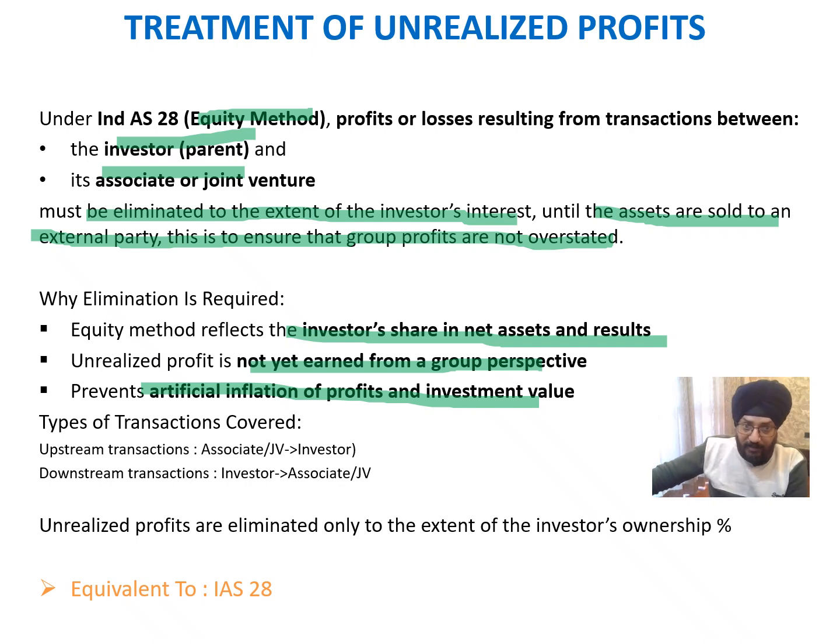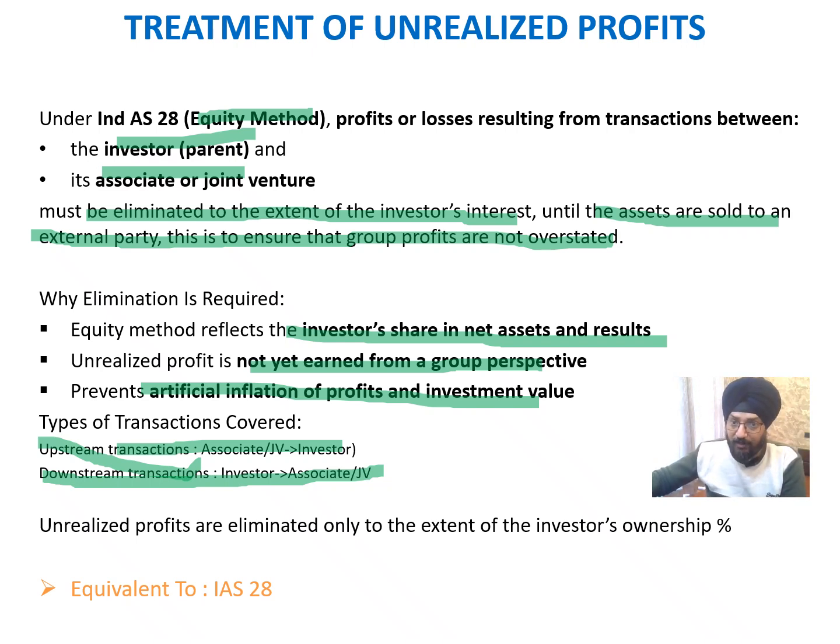So the type of transaction is upstream, between the associate or joint venture and the investor, or downstream, from the investor to the associate. It can be both-way transactions, upstream or downstream, in which case the treatment is the same. There is no difference in the treatment. The unrealized portion of the investor's share needs to be excluded in the consolidated financial statements of the investor. We'll quickly have a look at an example for both these scenarios. When we compare this with IAS 28, it is absolutely aligned. So we'll move to the next slide to look at one example each for upstream and downstream.